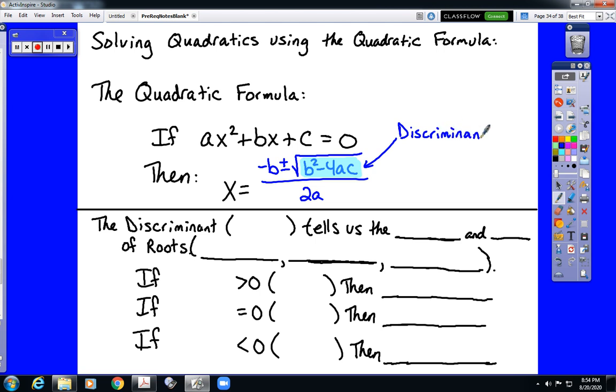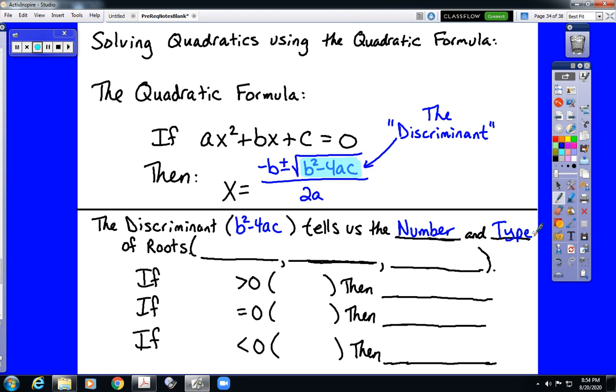And the reason that it is called the discriminant is because it allows us to tell how many and what type of roots, solutions, zeros, x-intercepts, whichever word you're using, that particular quadratic equation has. Okay? So the discriminant, b squared minus 4ac, tells us the number of roots and the type of roots. Remember that roots is another word for solutions, zeros, x-intercepts.